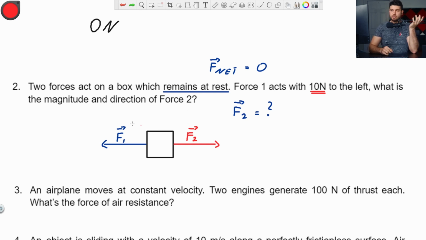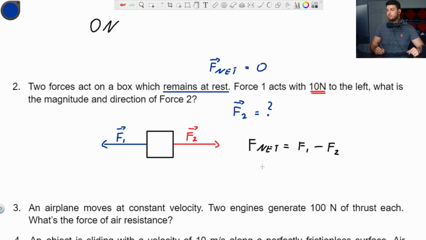If the first force, F1, acts with 10 newtons to the left, and we know that the second force has to balance it out, it will also be equal to 10 newtons. You can think about it, in this case, as the two forces act in opposite directions, you can say that the F net is the difference between them. So F1 minus F2. That's because they're in opposite directions. Now let's just plug in the numbers.